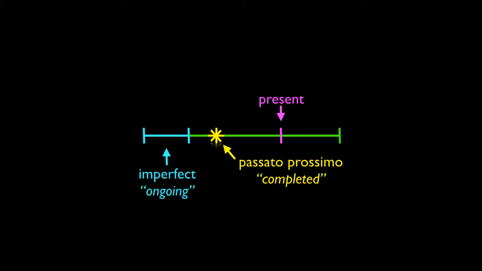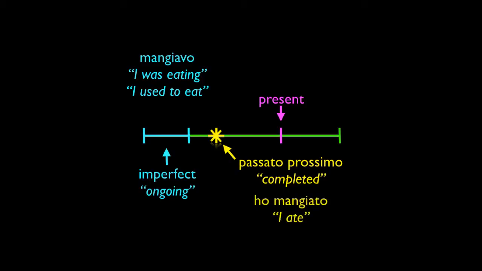So, simply put, the imperfecto describes ongoing past actions as opposed to the passato prossimo, which describes completed actions. You see that the passato prossimo is like a blip on the timeline, and the imperfecto is represented in blue as a kind of action that is going on for a certain period of time. Take, for example, mangiavo, I was eating, and I used to eat, compared to the passato prossimo, ho mangiato, I ate, which is done and over.